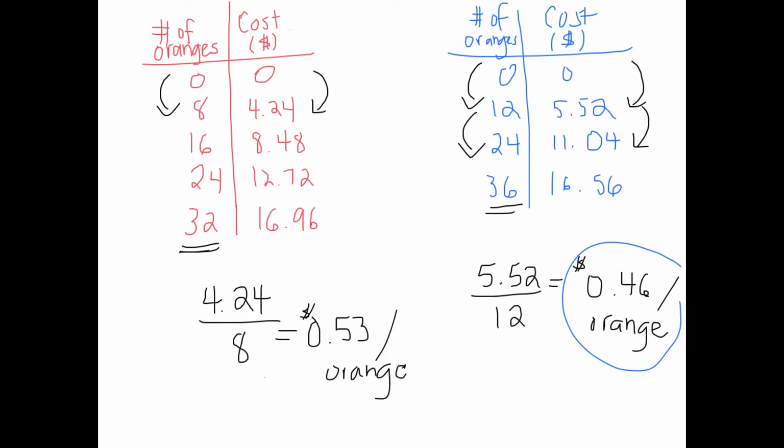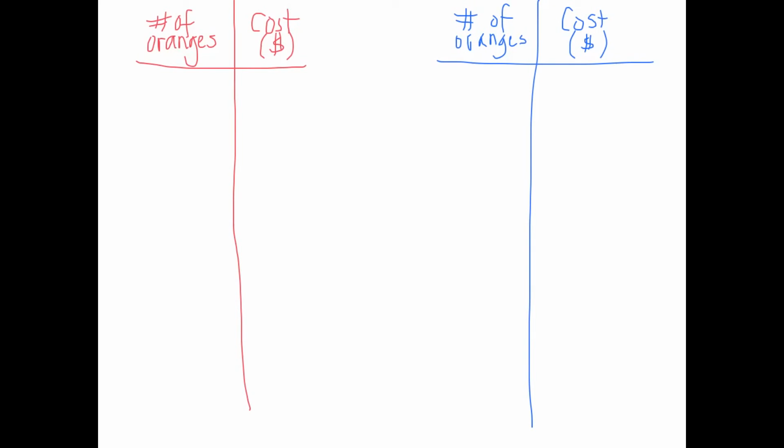And the question said, how much less will the oranges cost at store B? So we already knew that it was going to be cheaper. Well, we need to figure out how much it costs for 30 oranges from each store. So how can we use this information in our table of values? Let's create a new table of values.